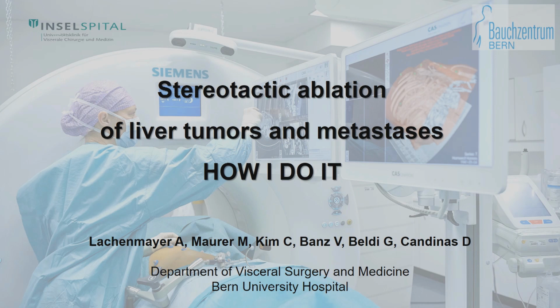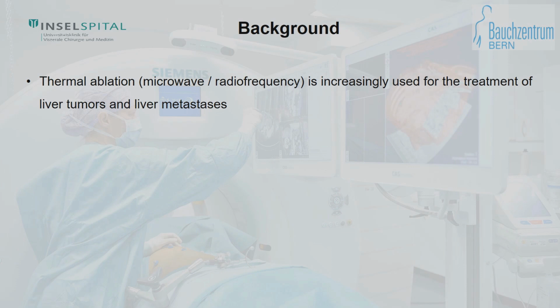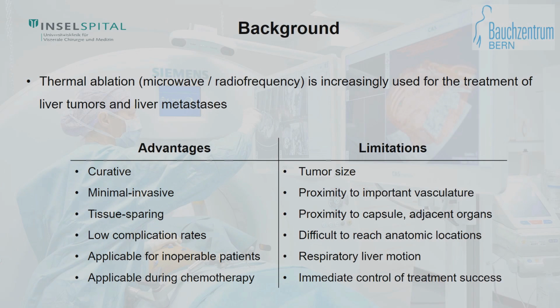Stereotactic ablation of liver tumors and metastases. How I do it. Thermal ablation is increasingly used for the treatment of liver tumors and metastases. It has several advantages, such as being a curative yet minimally invasive and tissue-sparing procedure with low complication rates. It is sometimes applicable to inoperable patients, and it can be performed during chemotherapy.